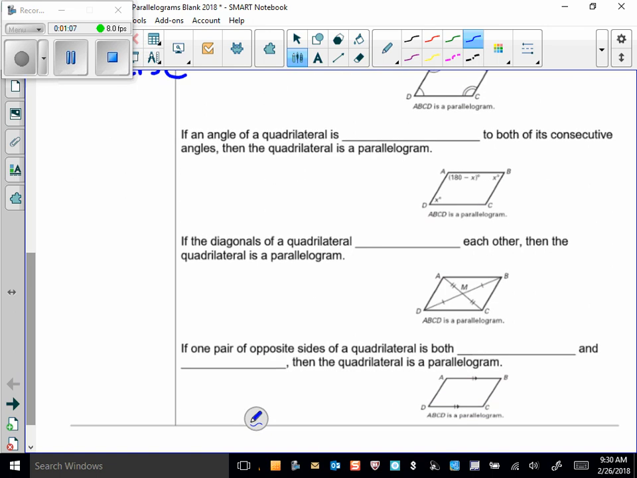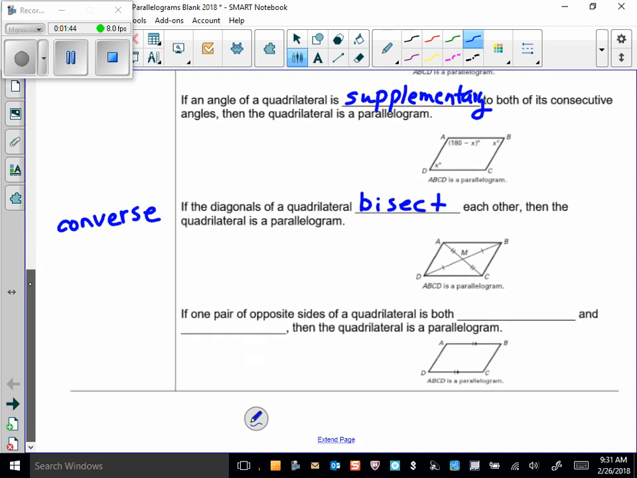Third one, if an angle of a quadrilateral is supplementary to both of its consecutive angles, then the quadrilateral is a parallelogram. That's almost a converse, but the wording is a little different, so not exactly a converse. And the next one says, if the diagonals of a quadrilateral bisect each other, then the quadrilateral is a parallelogram. That's definitely a converse from one we learned the other day. And of course, you're making flashcards for all these so you can remember them.